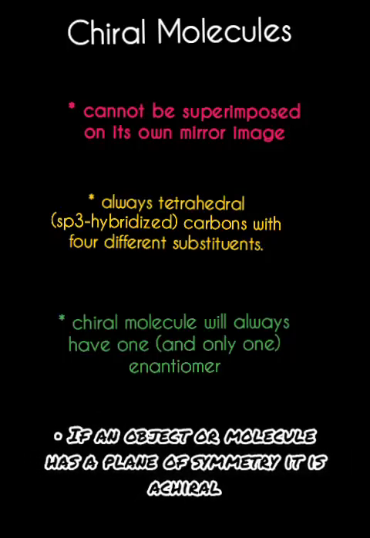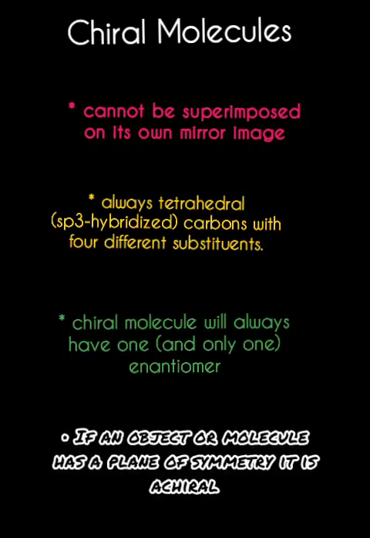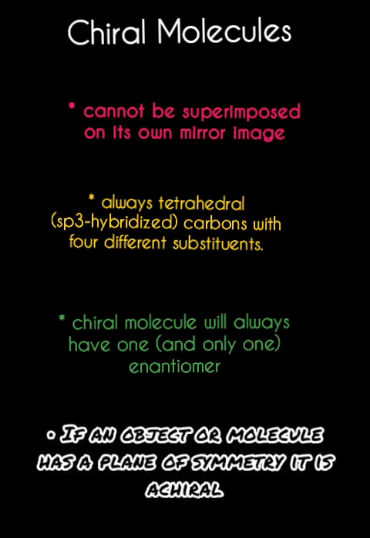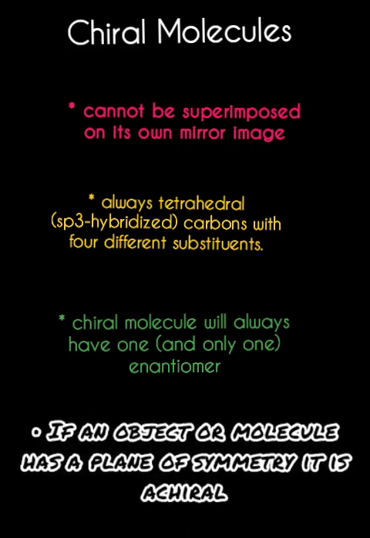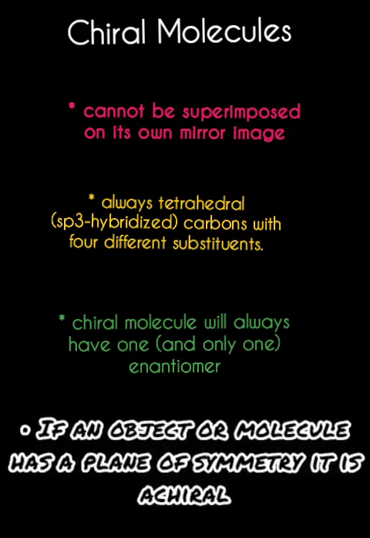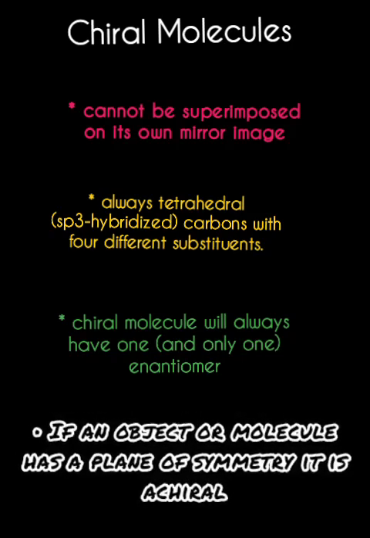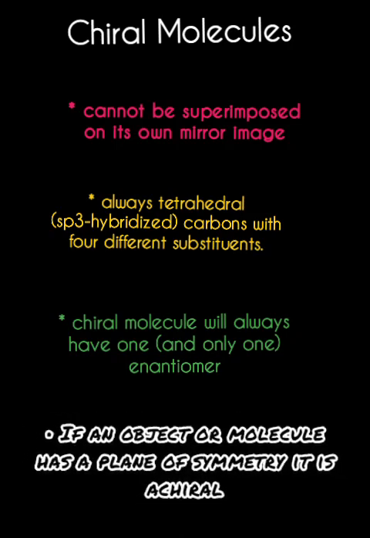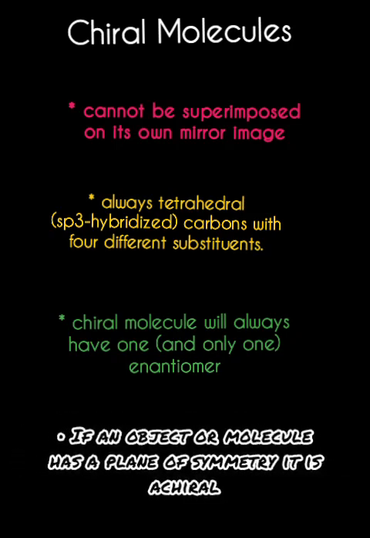Chiral molecules and some examples. Chiral molecules cannot be superimposed on their own mirror image. They are always tetrahedral sp3 hybridized carbons with 4 different substituents. A chiral molecule will always have only one enantiomer.